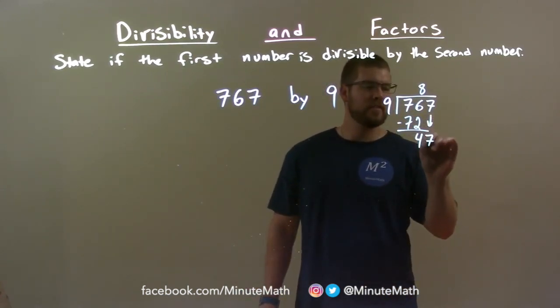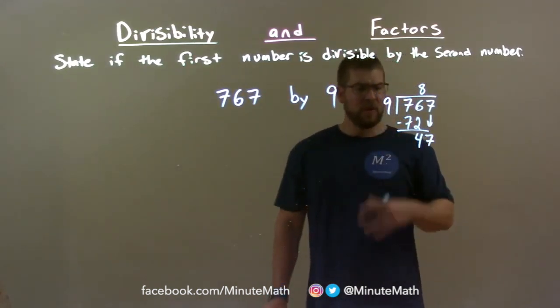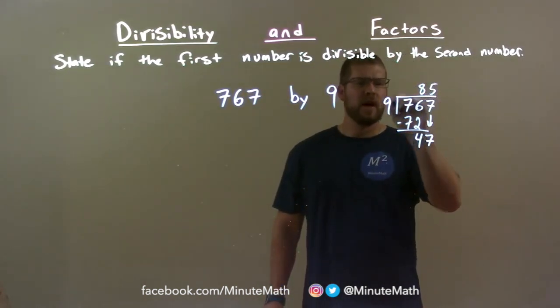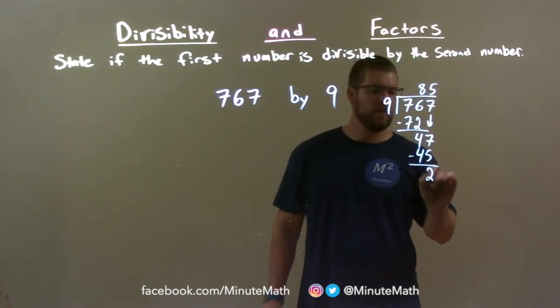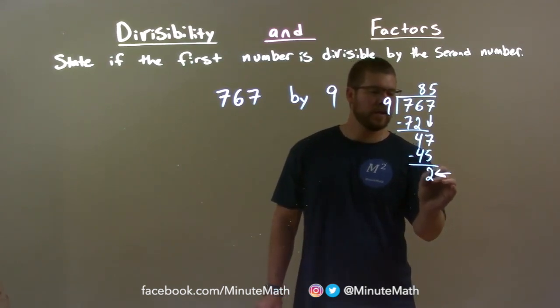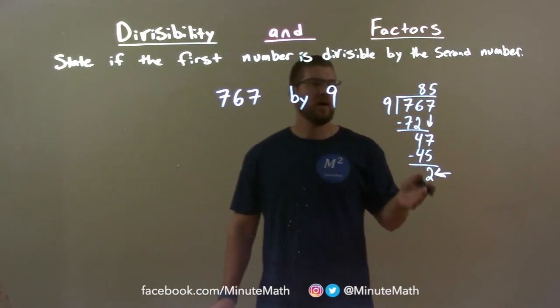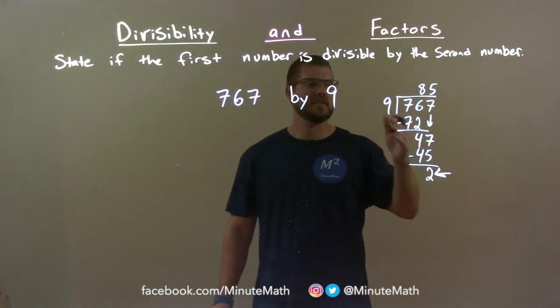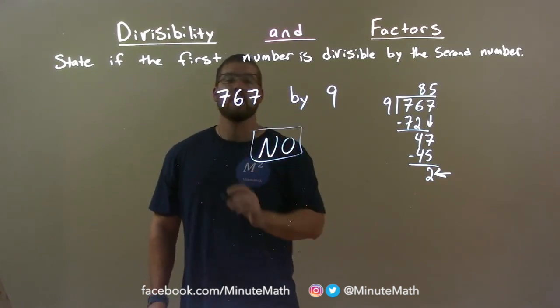Bring down the 7. Does 9 go into 47 evenly? Well, no, but 5 is close. 5 times 9 is 45. Subtract, and we get 2 left over. We have a remainder here that is not 0. It's a remainder of 2. That tells us that 9 does not go into 767 evenly, so our answer is no.